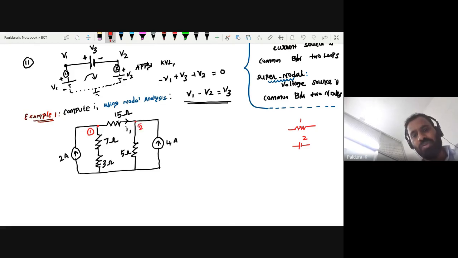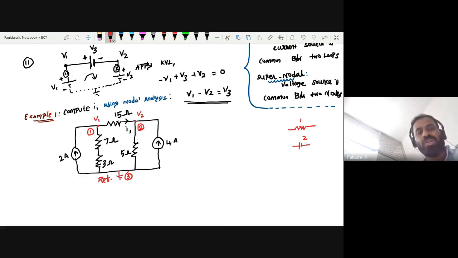So this is node number 2. So this is node number 3. But I want to take this one as the reference node. So here the voltage is 0. If you know nodal, please try to solve by yourself. So here the voltage is V1. Here the voltage is V2.